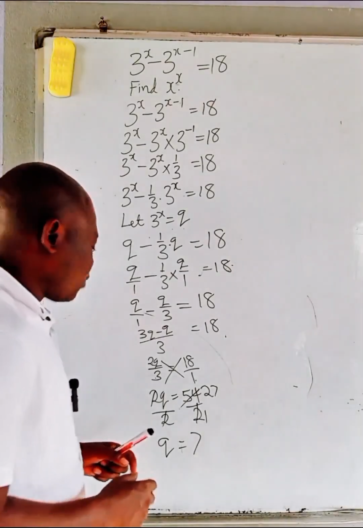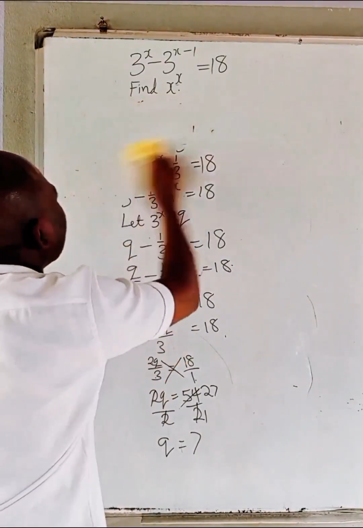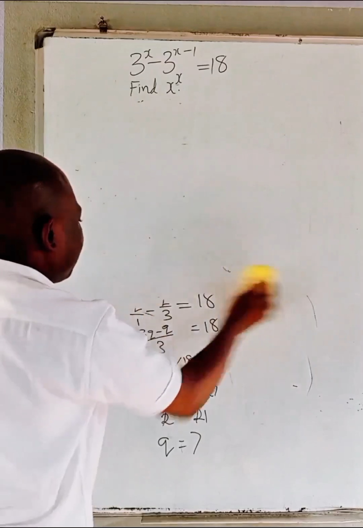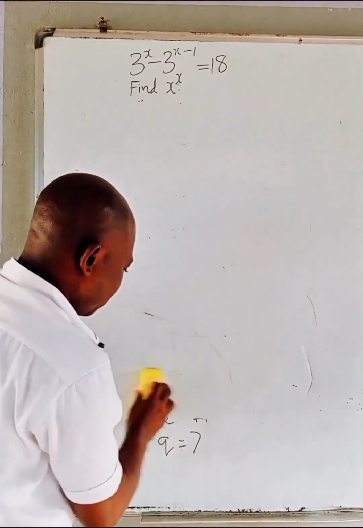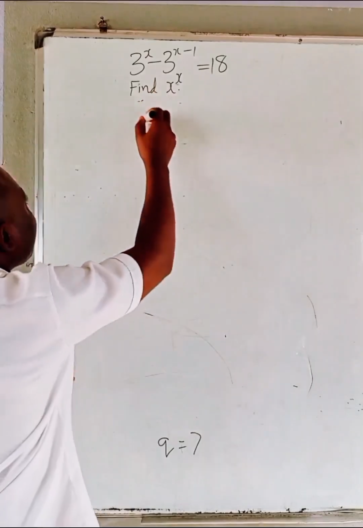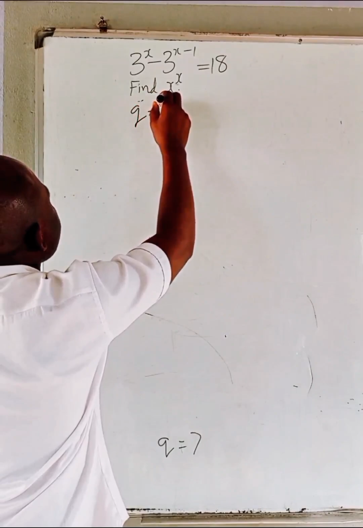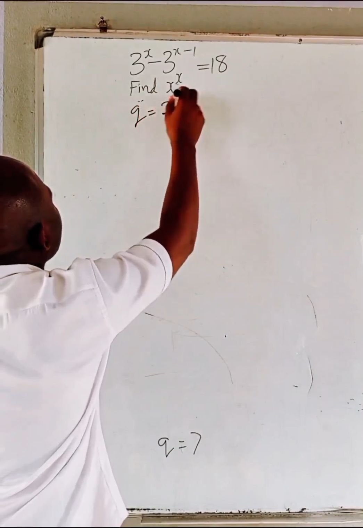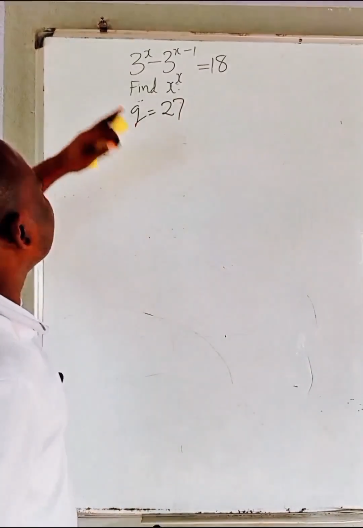Okay, and then we solve. Remember, we are told to solve for the power of q. We have 3^x to be q, and this is actually 27. So we have our q to be 27 as the answer.